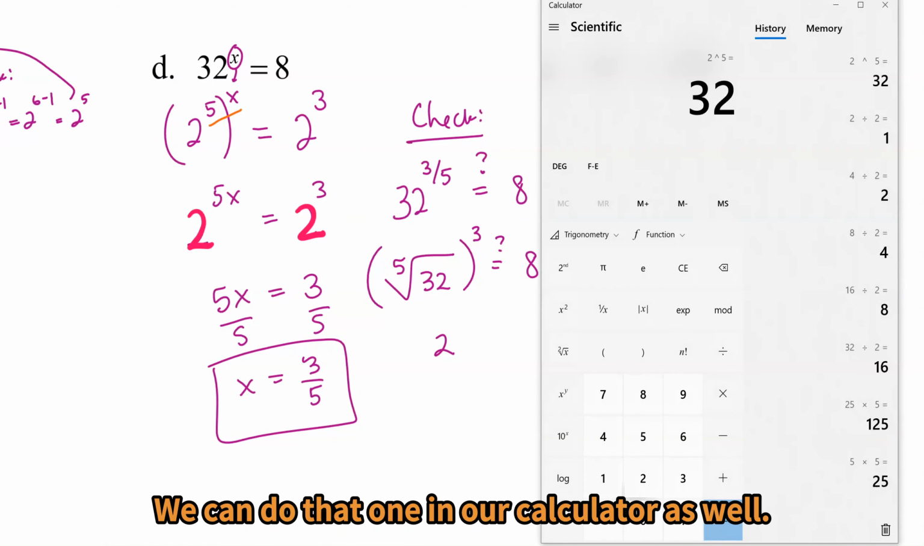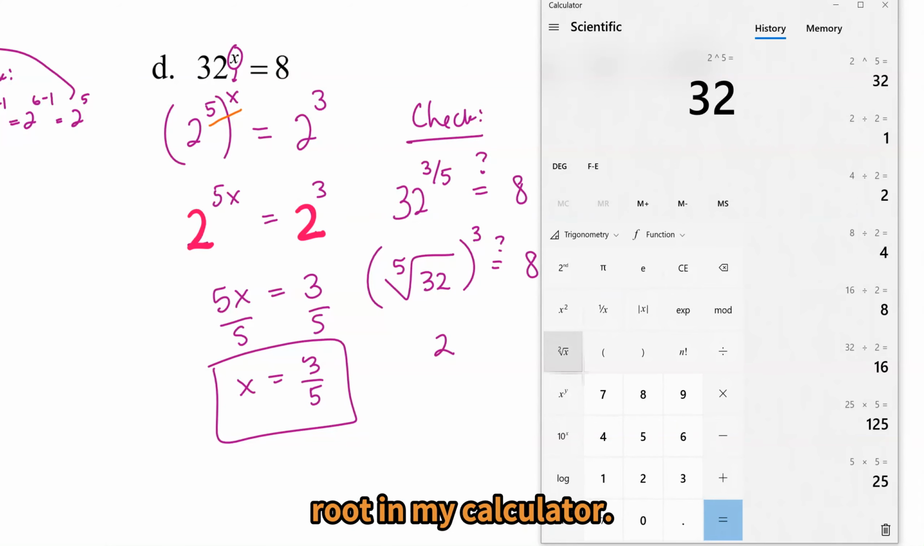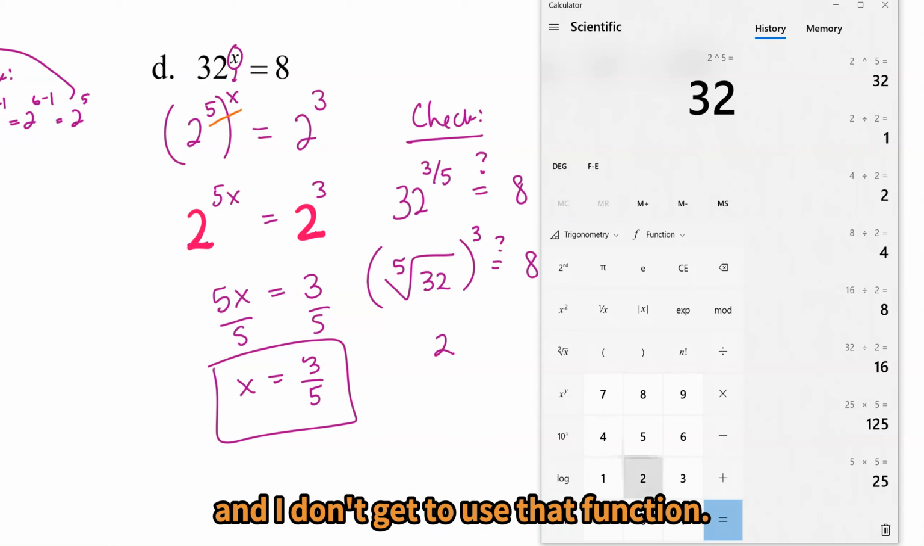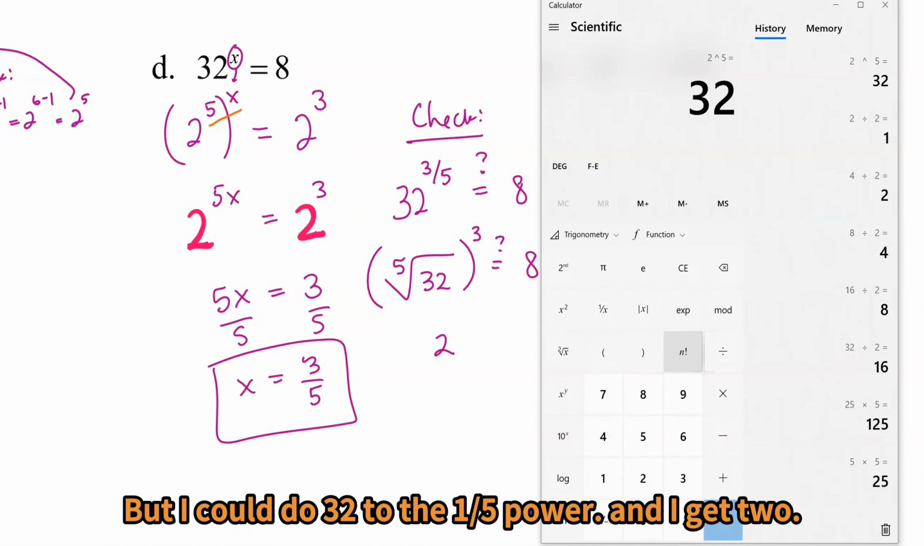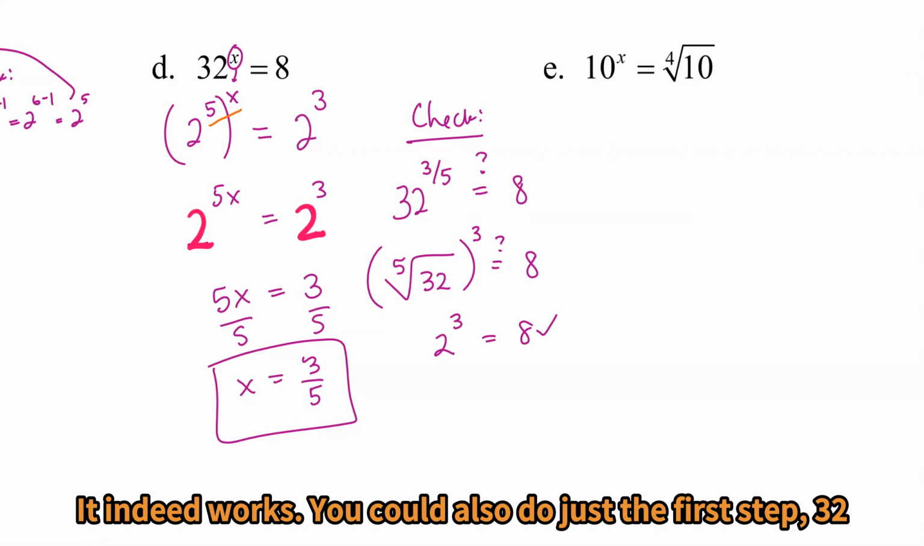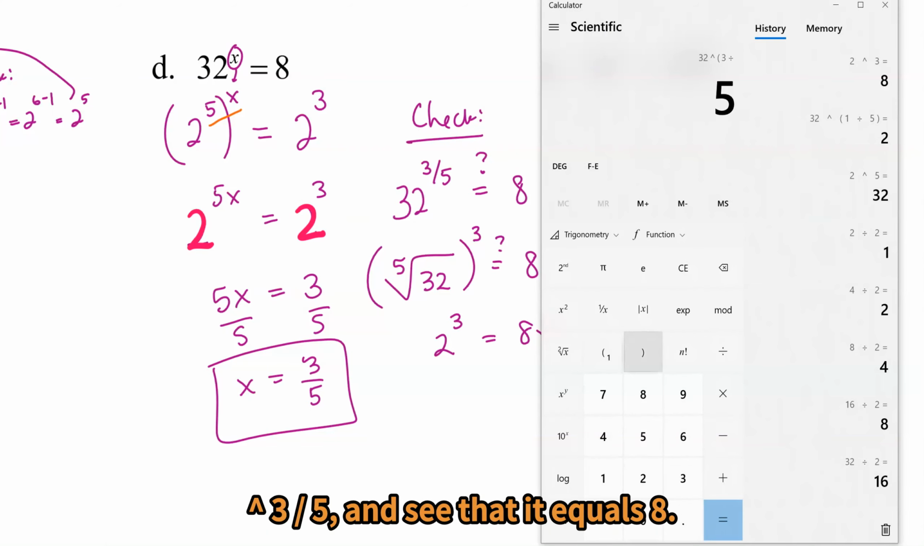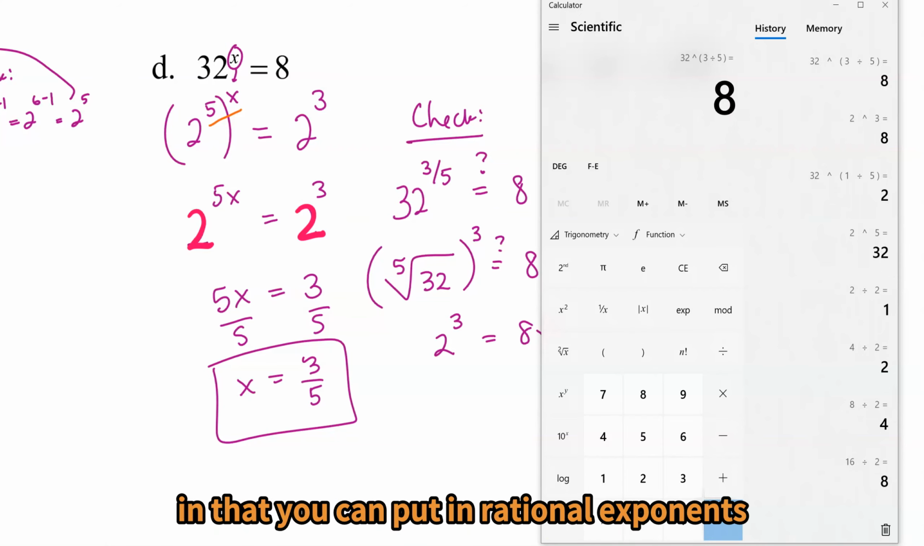We can do that one in our calculator as well. It's not as easy because I don't have an nth root in my calculator. I only have a square root, and I don't get to use that function. But I could do 32 to the 1/5 power, and I get 2. And then I raise that to the 3rd power, and I get 8. It indeed works. You could also do just the first step, 32 to the power 3 divided by 5, and see that it equals 8. Most of the calculators are pretty nice in that you can put in rational exponents and they work out.